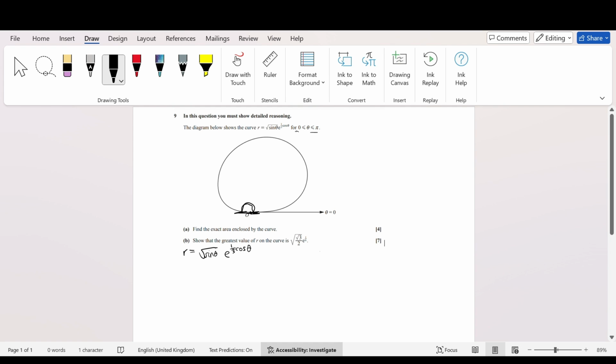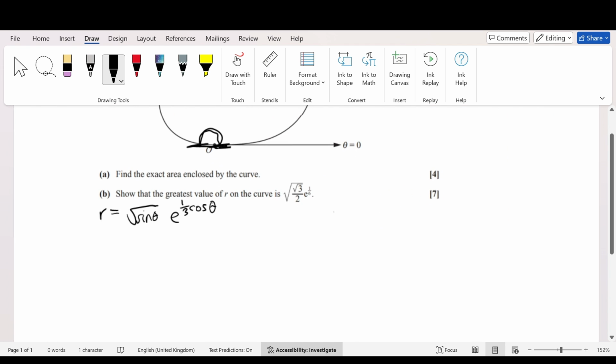Now if you ever have a curve in regular A-level maths and it says find the greatest value or something like that, usually what you're trying to do is maximize in some way, either maximization or trying to find the stationary points. So what we're going to have to do here is maximize the value of r on this curve, and then we can find the maximum value of it. The way to find the maximum or minimum of something is by differentiating and then making the differential equal to 0. So that's what we're going to do here.